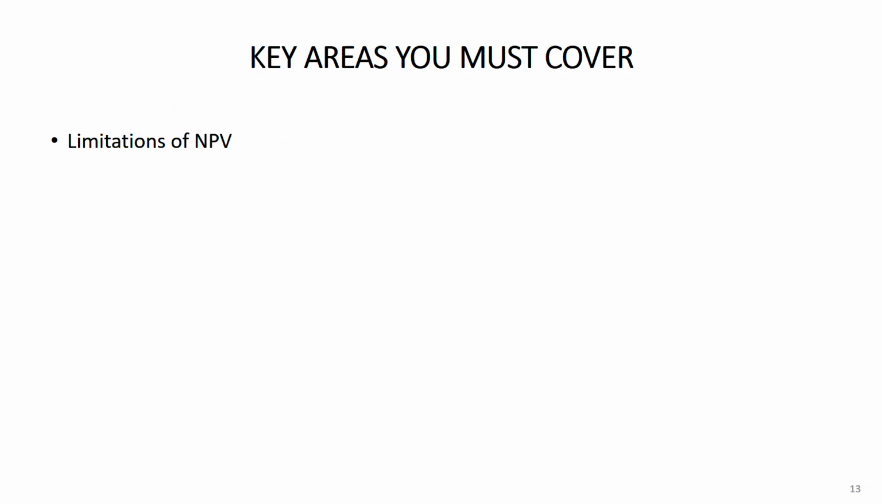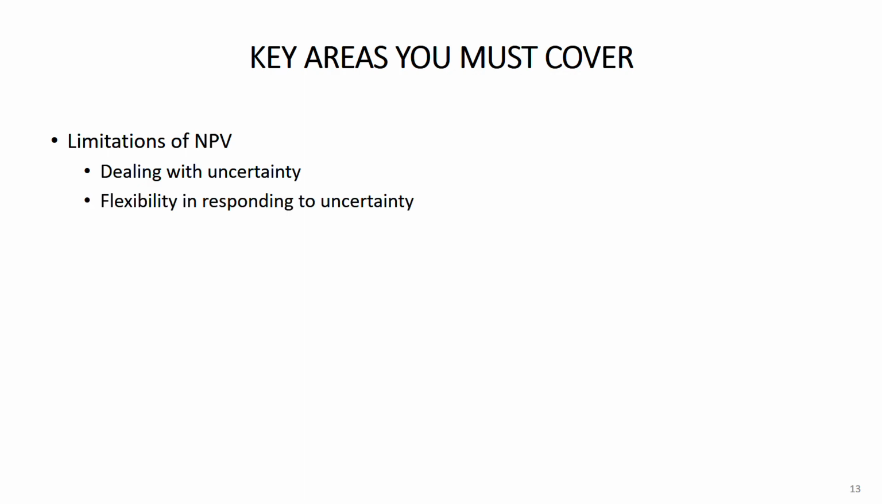Next, let's go to the limitations of net present value. What are the two limitations of net present value? You need to know it. First is, it does not deal with uncertainty, right? It's lacking. Second is flexibility. It's not flexible to respond to uncertainty. Net present value only gives you one fixed figure. Let's say net present value is positive 10,000. Only one figure they are taking, right? There are so many uncertainties. It could be less than that, it could be more than that. Net present value is not good in dealing with that uncertainty, and also it is not flexible in responding to uncertainty.